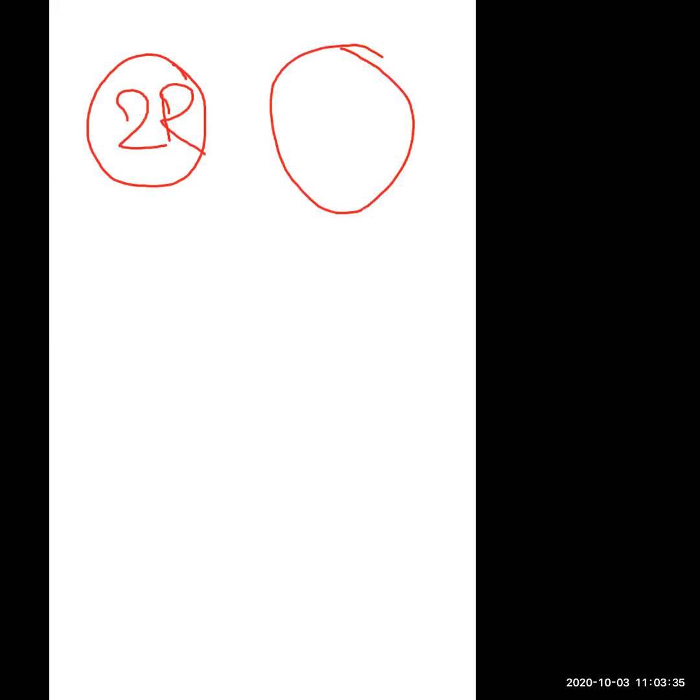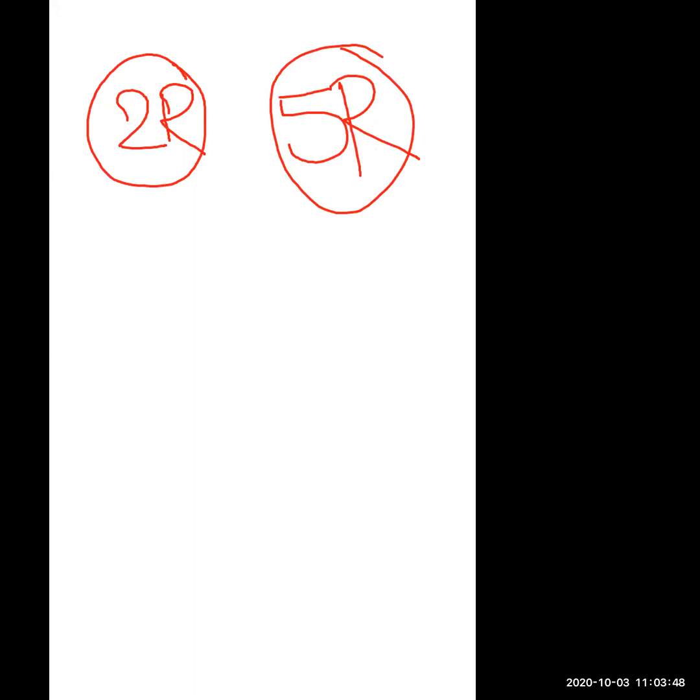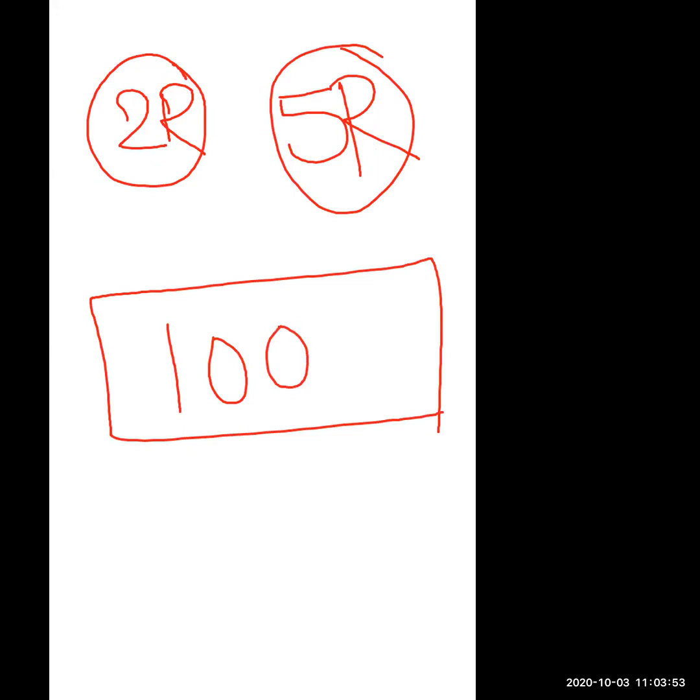The coin of 2 rupees. The coin of 5 rupees. And, wait a second student. And the note of 100 rupees. Count it. Total count it and tell me how many rupees are there. You want to add all this.